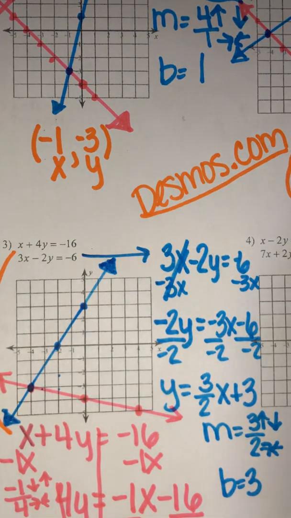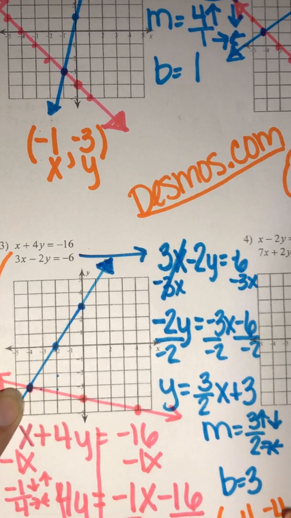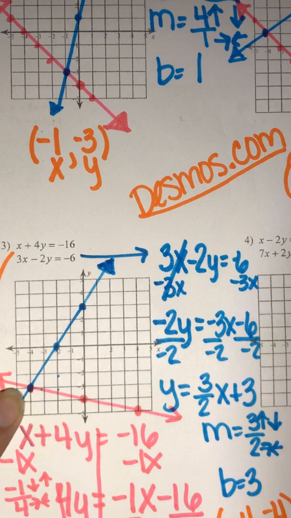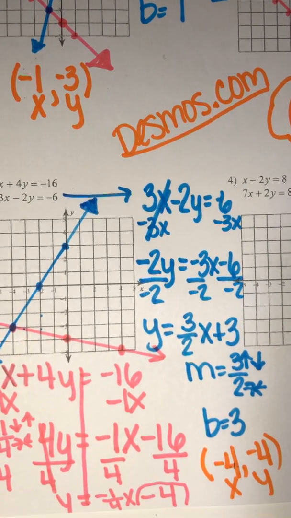And the solution to the system of equations is where they cross, and it crosses right here at -4, -4, because remember, that's x and then y. I'm going to leave number 4 for you to try on your own.